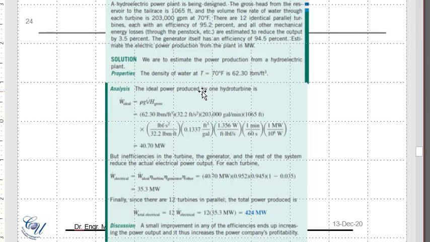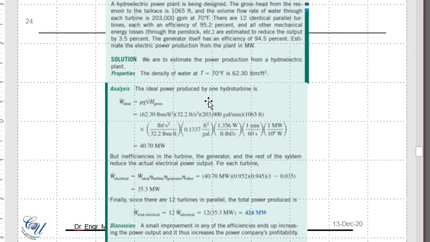The volumetric flow rate of water through each turbine is also given. Perhaps there are multiple turbines, so for each turbine you have been given the total water that is going through, which is 203,000 gallons per minute. And we have been told that there are 12 parallel turbines, and the efficiency of each turbine is 95.2%.